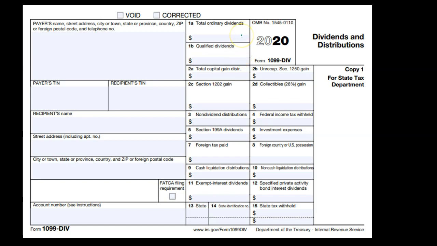Now, the ordinary dividends and the qualified dividends, either these two numbers will be the same, or the ordinary dividends will be higher. In other words, the ordinary dividends will basically be all the dividends, and then the qualified dividends will be the amount of them which are qualified. So if we had 10,000 total dividends and they were all qualified, you'd have 10,000 on both sides. If you had 10,000 ordinary dividends and 700 of them were qualified, you'd have the full 10,000 up here, and of that 10,000, 700 of them being qualified.